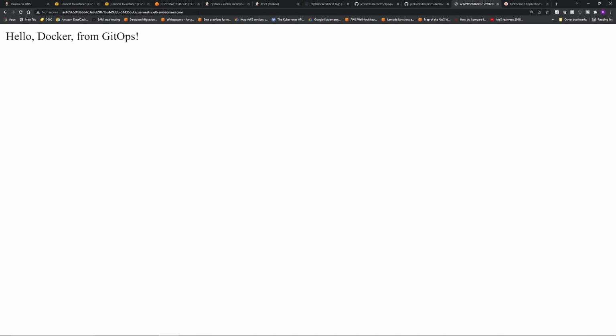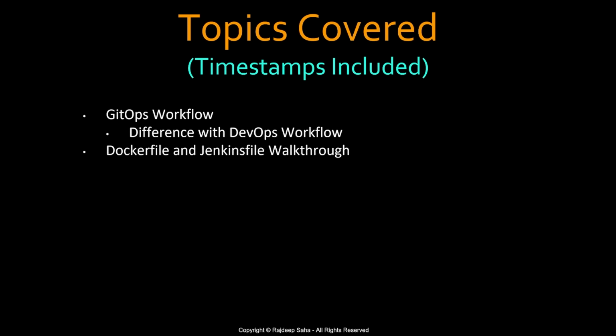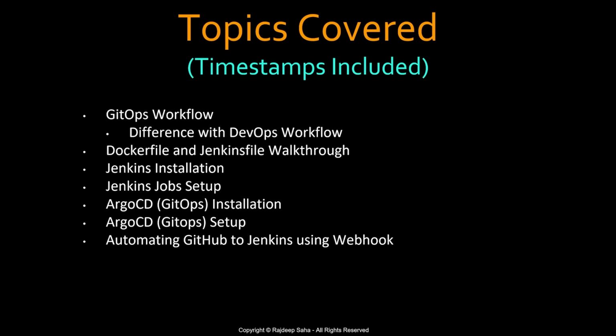Let's start from the beginning. The topics we are covering today are GitOps Workflow for the demo, along with the difference with traditional DevOps workflow, Dockerfile and Jenkinsfile walkthrough for the demo, Jenkins installation, Jenkins jobs setup, ArgoCD, which is working as GitOps installation, ArgoCD setup, automating GitHub to Jenkins using Webhook, and finally zero-touch end-to-end, which is the state of nirvana.